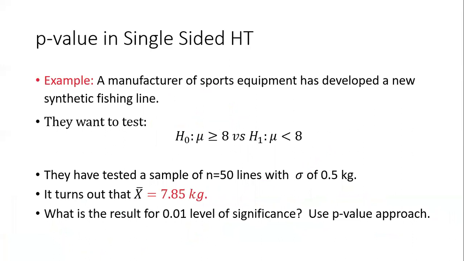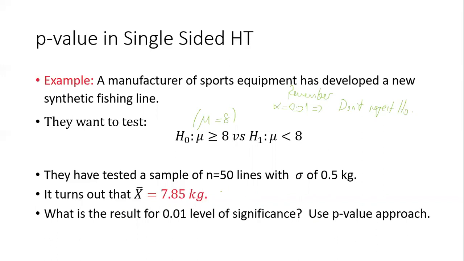So consider the next example that we did for the manufacturer. Remember, there was a new synthetic fishing line. I want to test mu equal to 8 versus mu smaller than 8. What is the p-value associated with this? Remember, we made the test using alpha equal to 0.1, and we said not to reject H0.